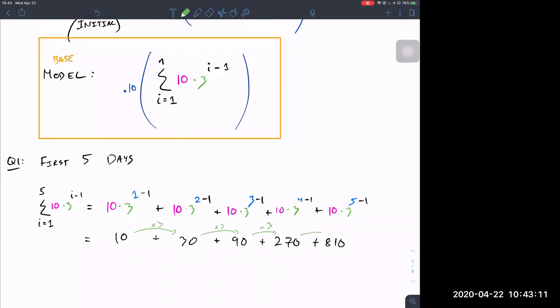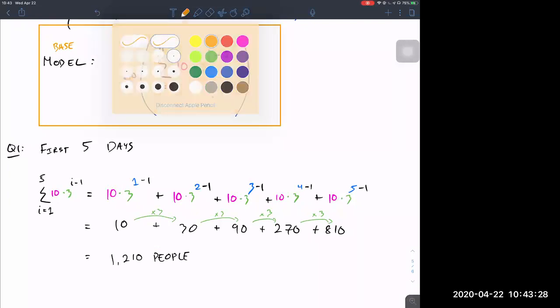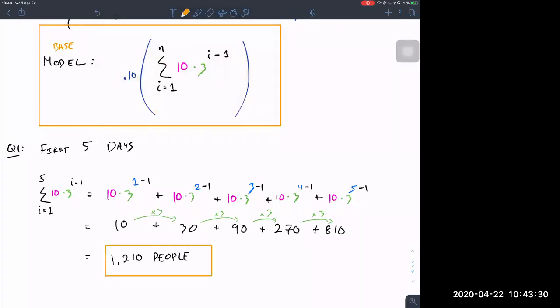How do we know that? That's because of the growth of that 3. That's why it's changing like that. So this is a total of what? I did this in advance. It's 1,210 people. That answers the first question of how many people there are, how much was made.